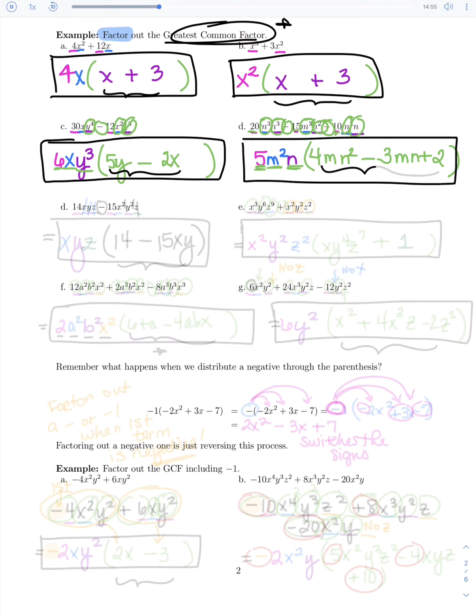And again, notice that if you look at all 3 terms that are left over, they don't have anything in common. So I do know I pulled out the greatest common factor and I got everything.